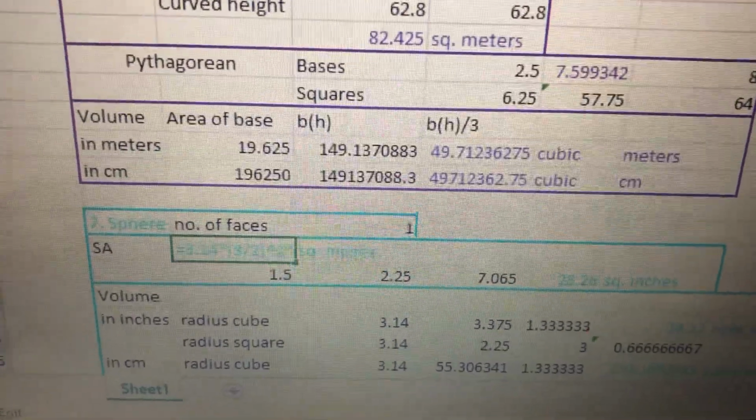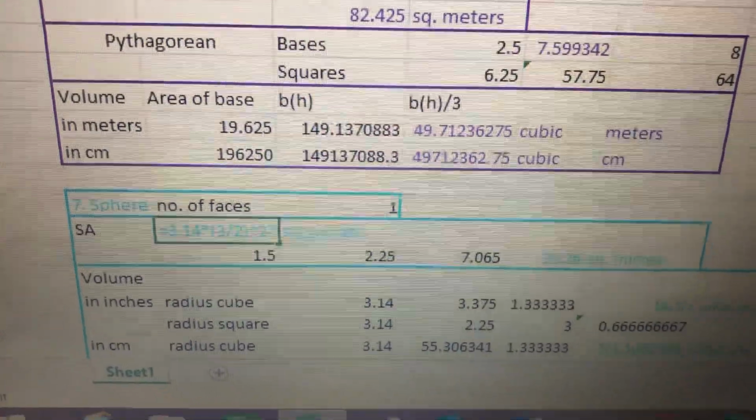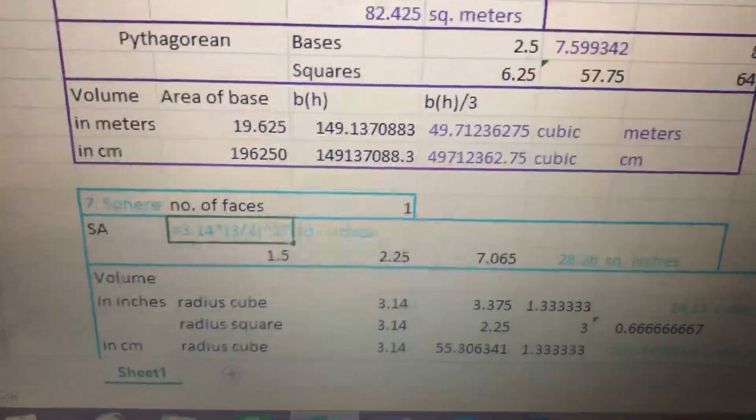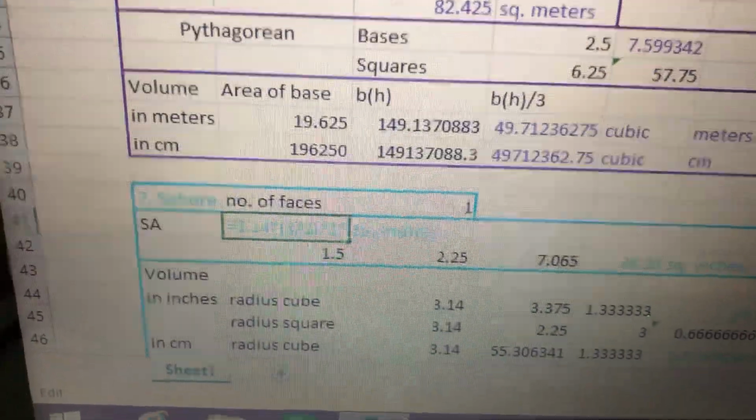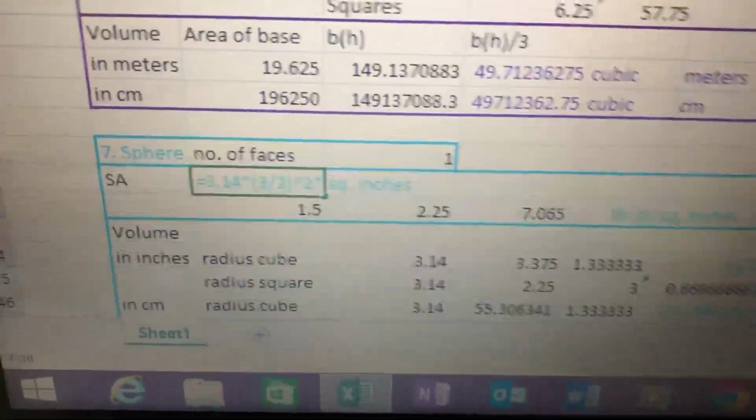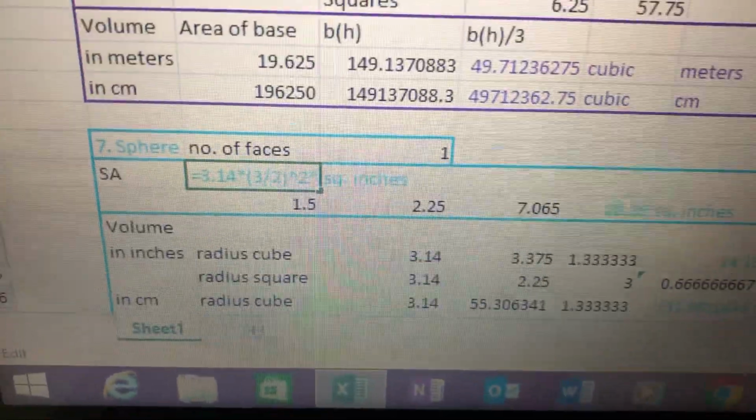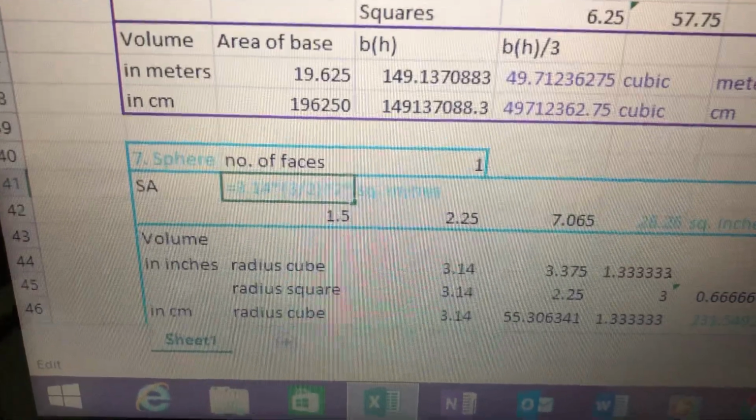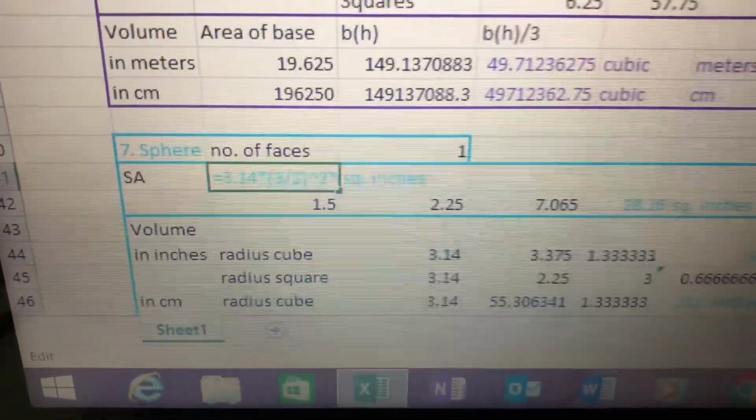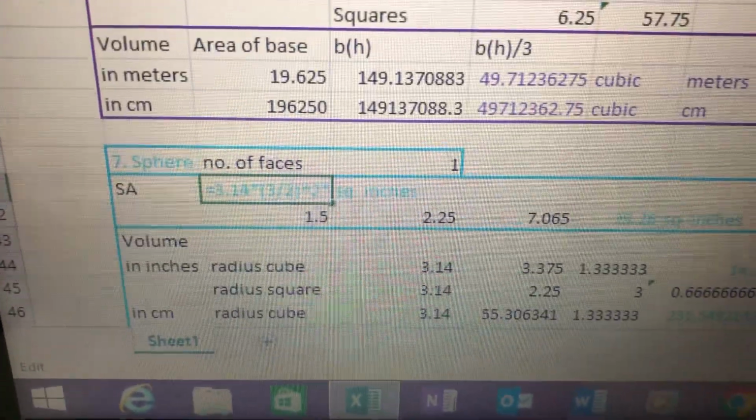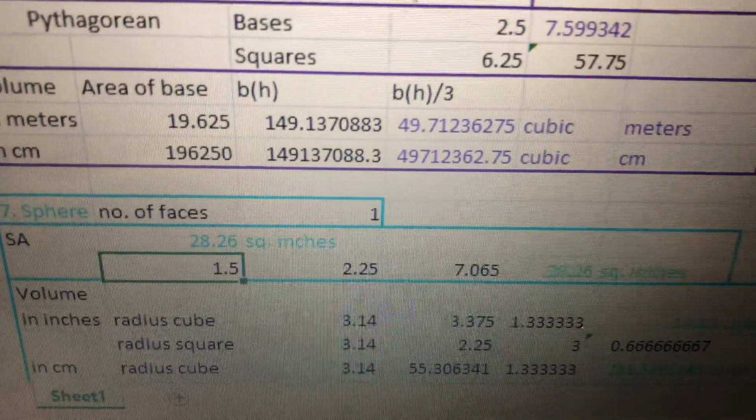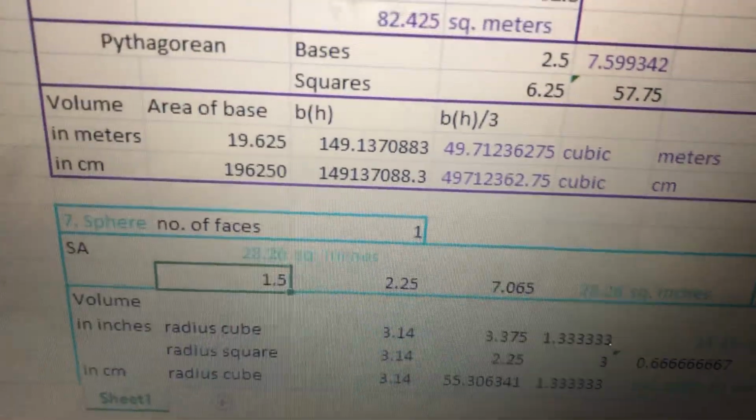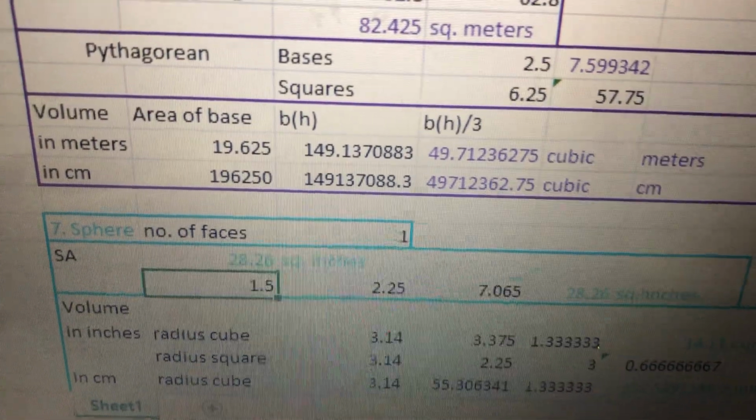Not like what I did here, this is already a direct to the point formula. 3.14 times 3 halves raised to the second power. Kasi po 3 halves is like, ano yun, 1 and 1 half, or 1.5. 1.5 squared. And then times 4. Ganon yung formula. I did it all together and you still get the same answer din. Whether you do it step by step or the direct to the point. Okay? So yun po yung surface area ng sphere.